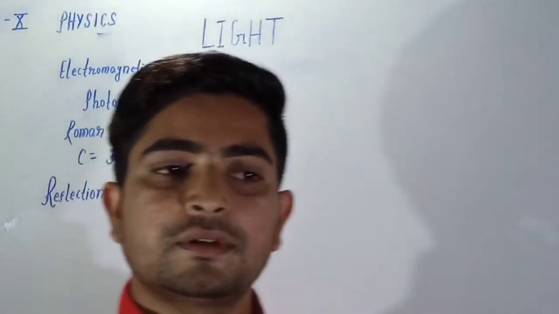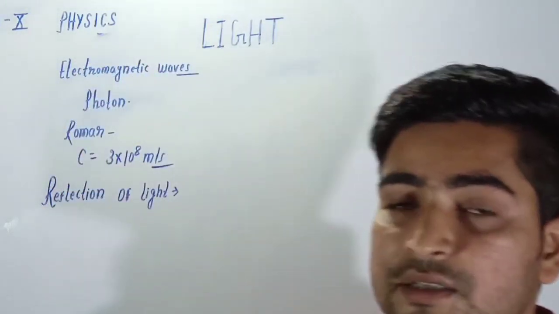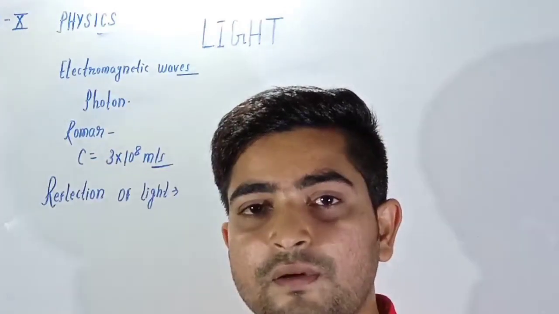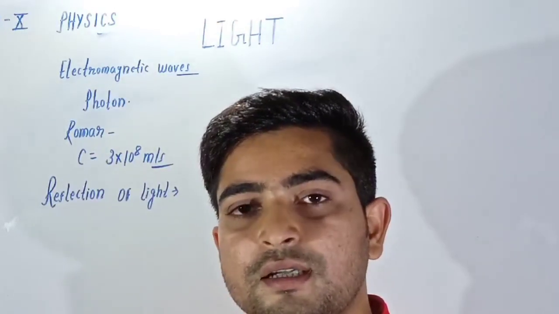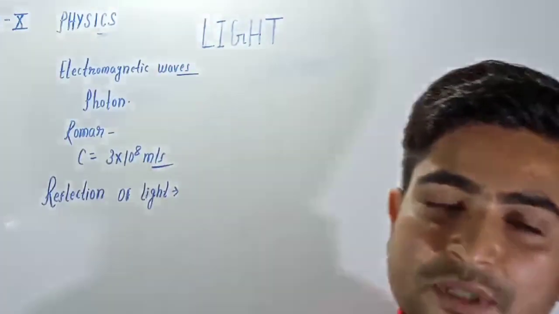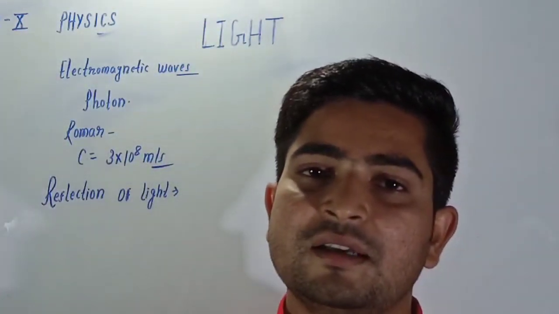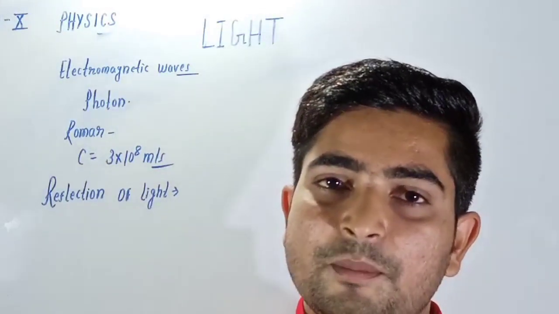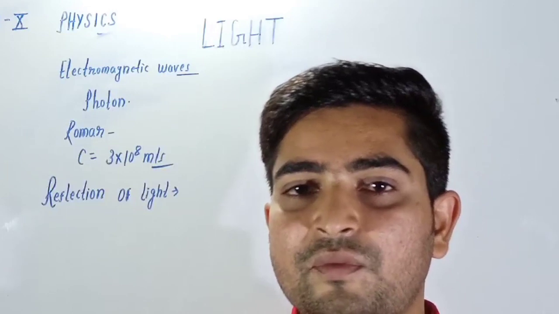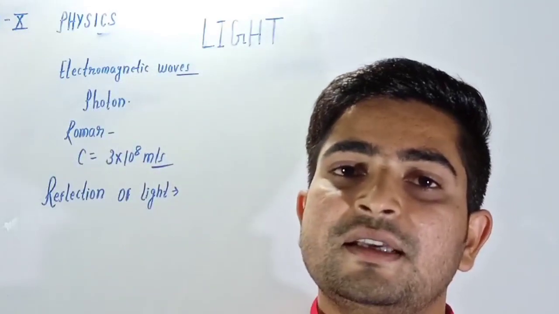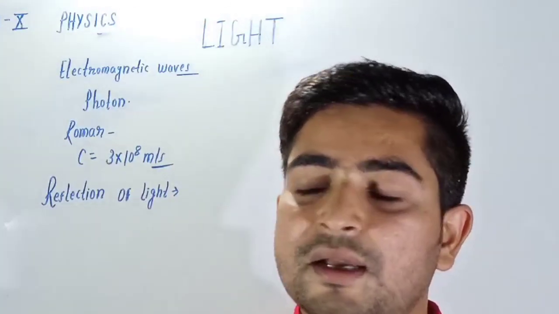So if we discuss the definition of reflection of light, it is when light falls on any surface, it bounces back, and this phenomenon is simply known as the reflection of light. So simply, the phenomenon of bouncing back of light when it falls on any object or any surface is known as the reflection of light.